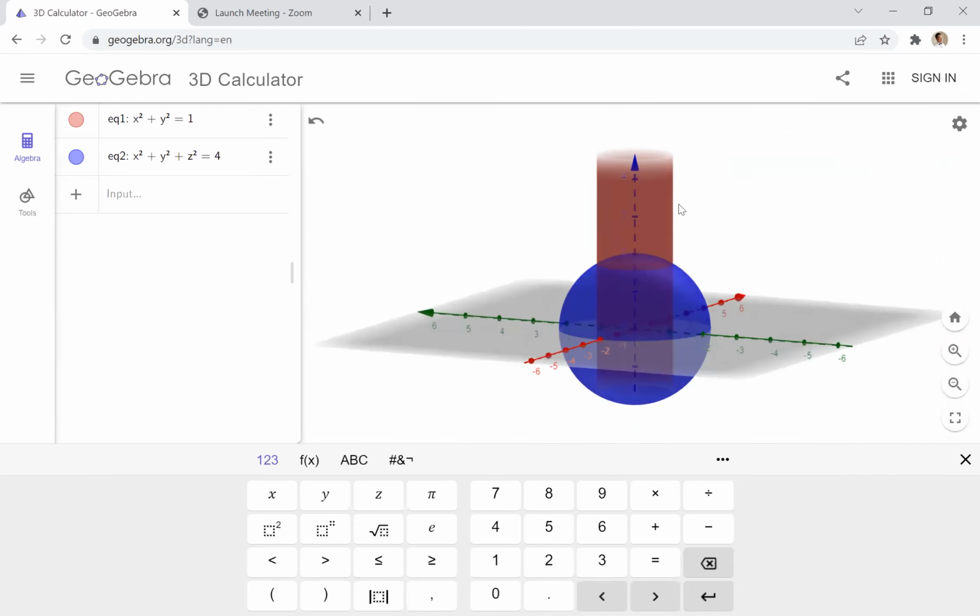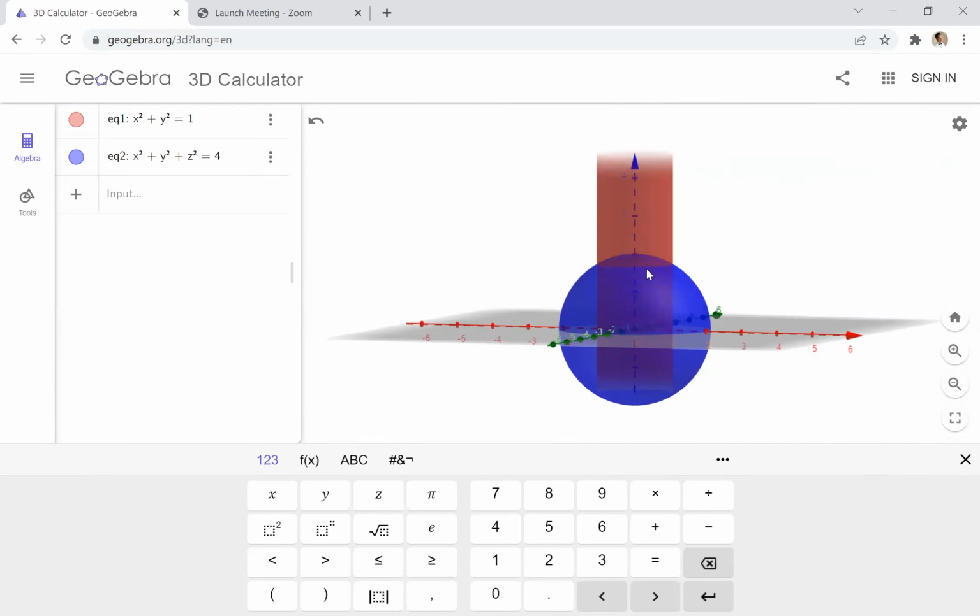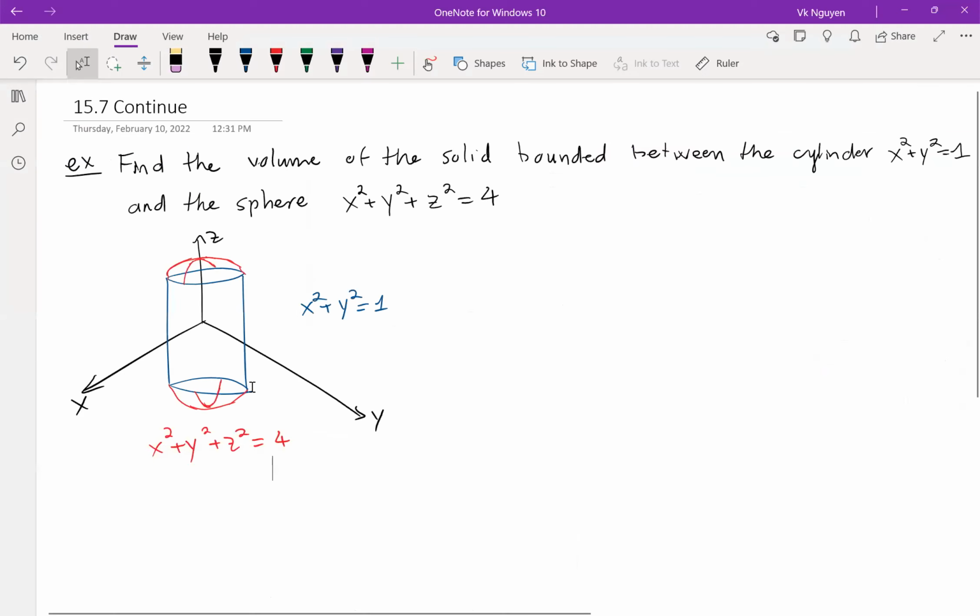Let's see. The cylinder and the sphere: the top half of the sphere is going to cover the cylinder. So that is why you see I drew this thing, cylinder and sphere, it looks like this. If you project it onto the xy plane, then you're going to get this.